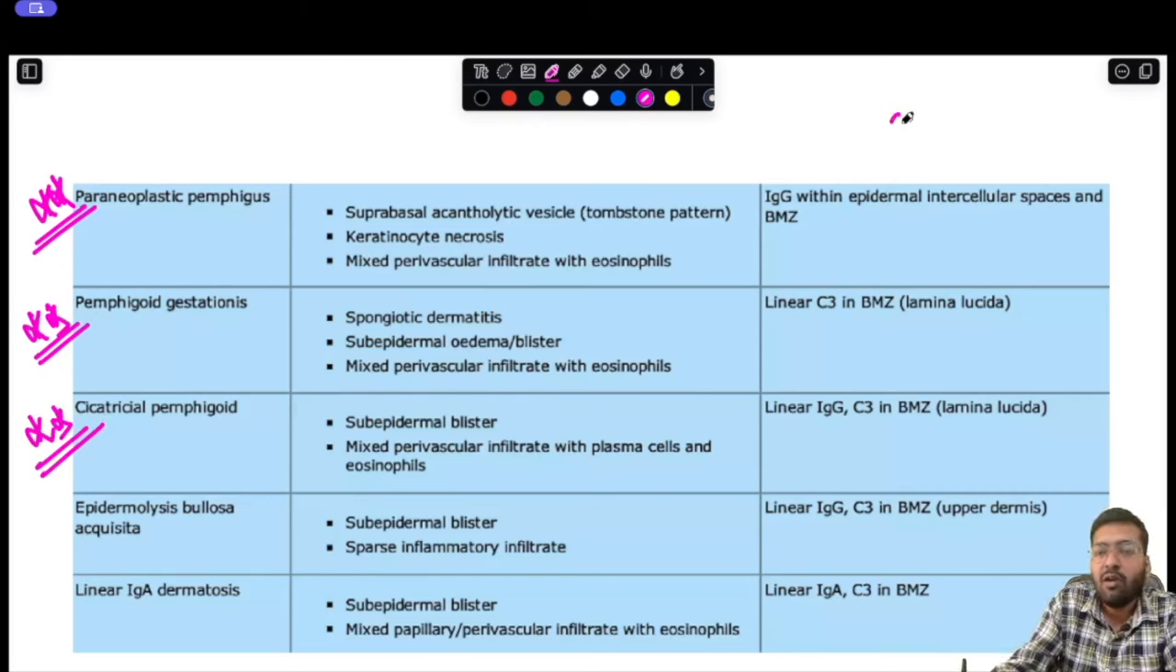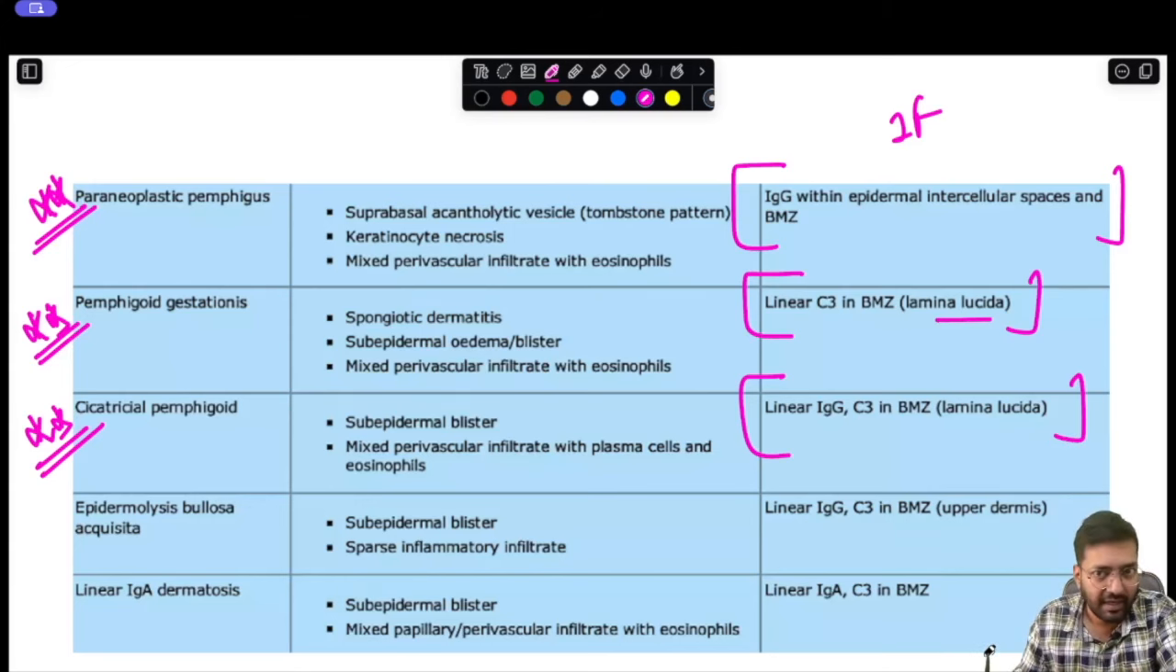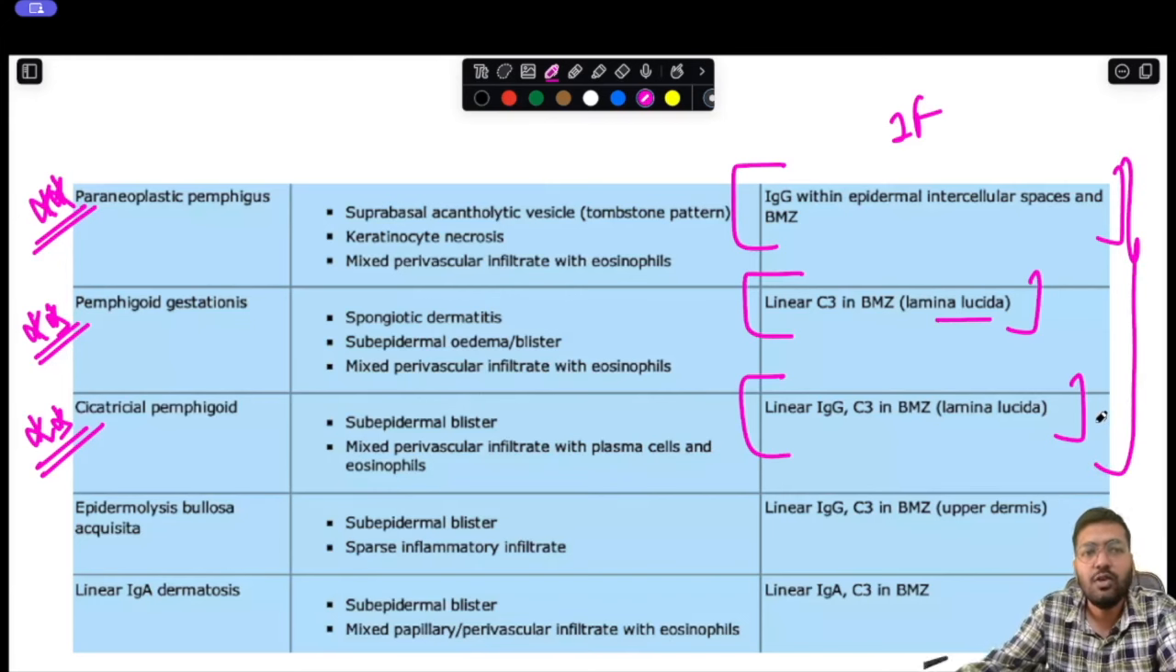So what are the immunofluorescent findings over here? In paraneoplastic pemphigus, you see IgG within the epidermal intercellular space and basement membrane zone. In pemphigoid gestationis, you see linear C3 in the basement membrane zone at the level of lamina lucida. In cicatricial pemphigoid, again you get linear IgG and C3 in the basement membrane zone at the level of lamina lucida. The rest we have already discussed, so I am not discussing them again. I have included this so that in the exam, to complete the list, you can add these also.